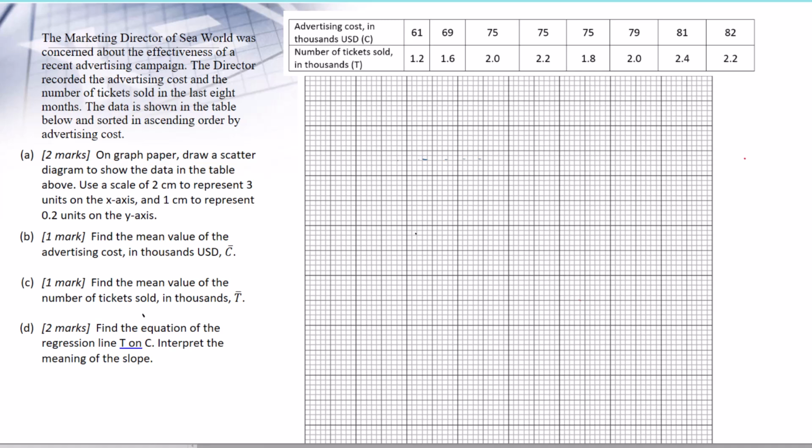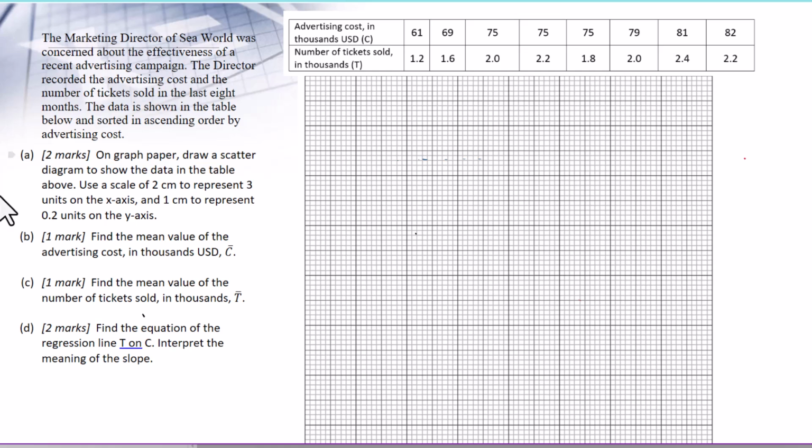This video is about review for linear regression line. The marketing director of SeaWorld was concerned about the effectiveness of a recent advertising campaign. The director recorded the advertising cost and the number of tickets sold in the last 8 months. The data is shown in the table and sorted in ascending order by advertising cost.